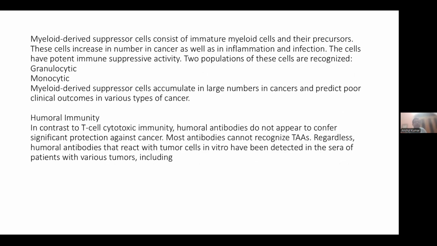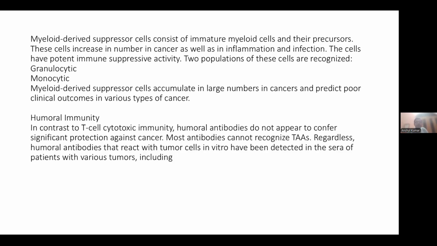Next is humoral immunity, basically constituted by antibodies. In contrast to T cell cytotoxic immunity, humoral antibodies do not appear to confer significant protection against cancer. Most antibodies cannot recognize TAs. Regardless, humoral antibodies that react with tumor cells in vitro have been detected in the sera of patients with various tumors. So they are important in the diagnostic part, as we can identify in the serum the antibodies against those tumorigenic antigens.